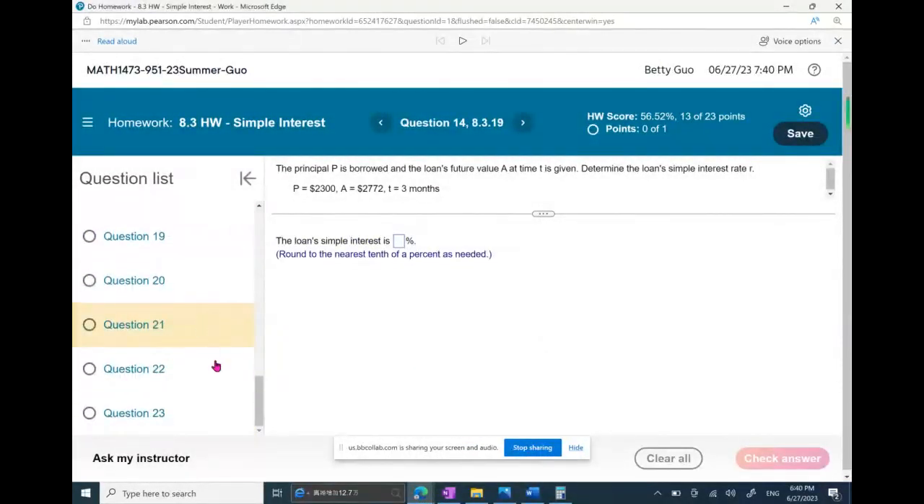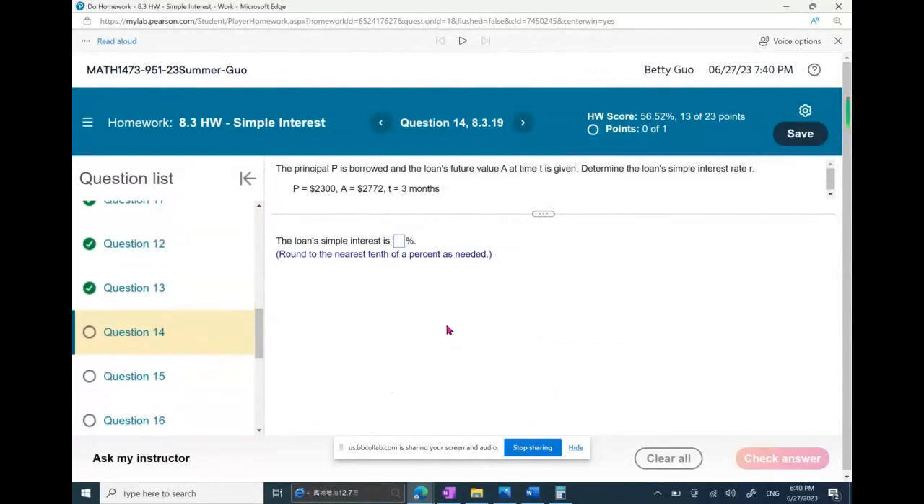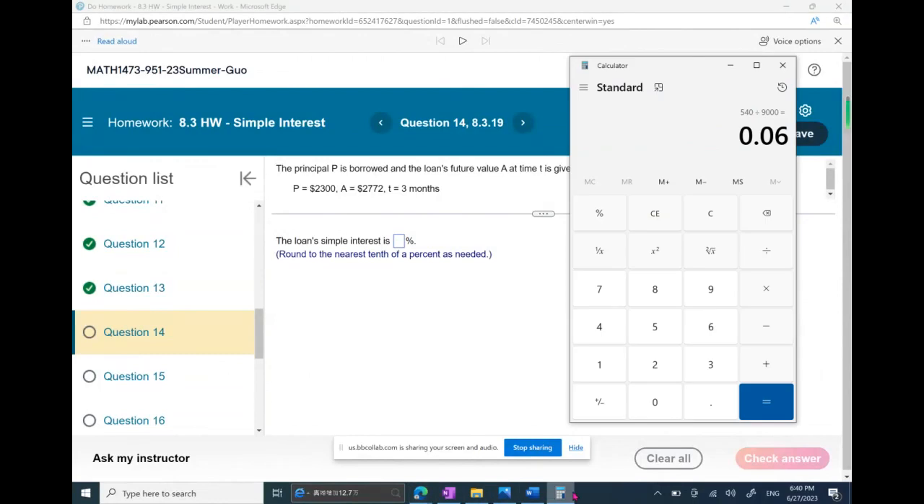Number 14. How many do we have? 23. The principal borrowed is the future value of the loan. Determine the loan's simple interest rate, same as earlier. Okay, so for 3 months, I'm going to use the method I had earlier. Let's first find out how much the interest is for 3 months. I'm going to use the future value, 2772, minus the money you borrowed, 2300. That's how much interest you have over 3 months.